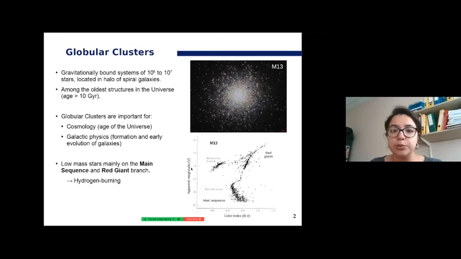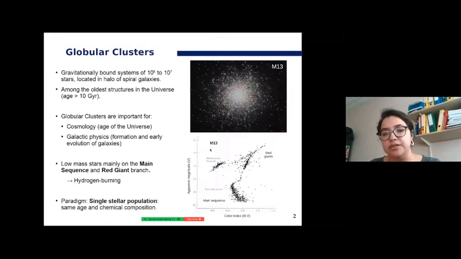So here's the Hertzsprung-Russell diagram for the Hercules cluster, which shows the luminosity as a function of temperature, or equivalently, as shown here, the magnitude of the star as a function of its color. So this is a typical diagram for a globular cluster, populated by low-mass stars, mainly in the main sequence and in the red giant branch, all undergoing hydrogen burning. And it was admitted that each globular cluster hosts a single stellar population. It means that all stars have the same age and the same chemical composition, and it can be seen as a single branch in the HR diagram.